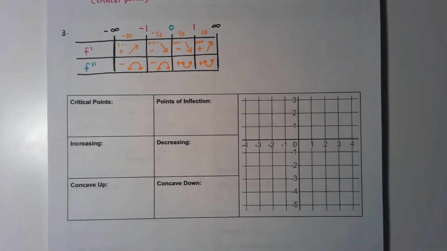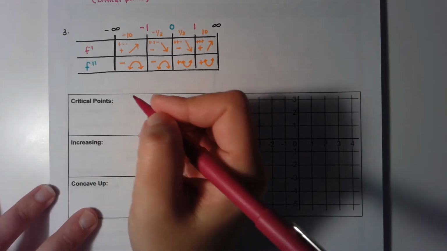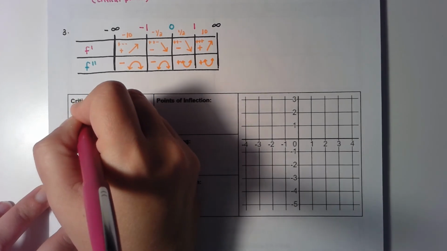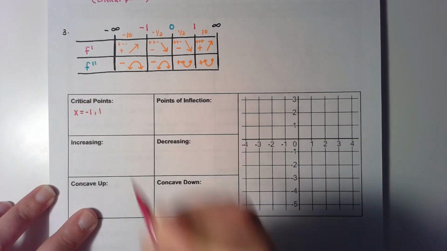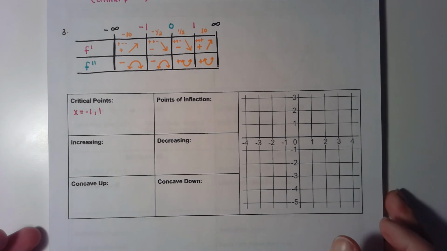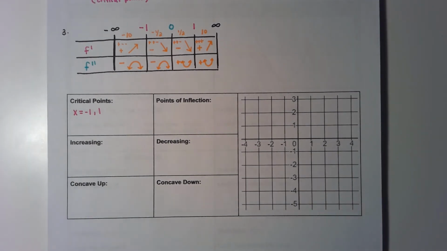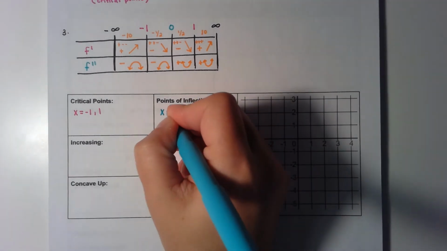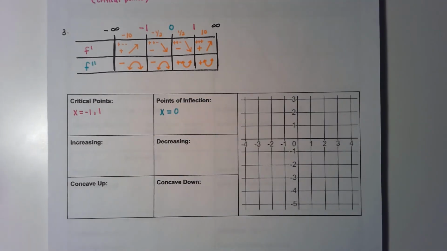Now, how are we going to find the critical points, increasing, decreasing, points of inflection, concave up, concave down? Well, we're going to do this the same way we did it in the other problem, only now we just had to make the table ourselves. The critical points would occur at x equals -1 and +1. And I know that because those are the places where the derivative was equal to 0 when I solved. And the point of inflection is going to occur at x equals 0. And I confirmed that by making my table and seeing if it actually changed concavity there.